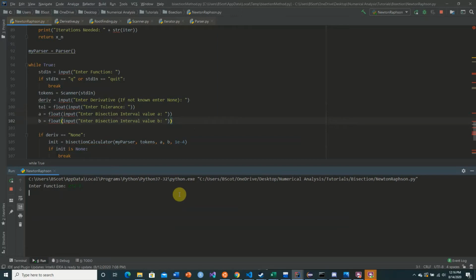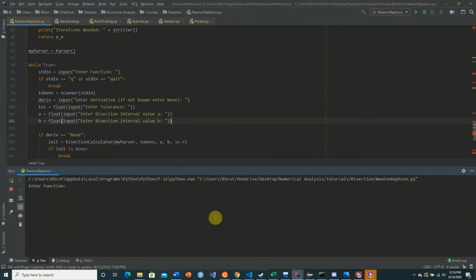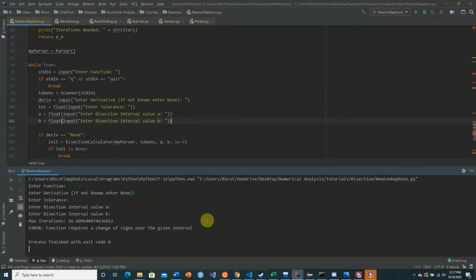So we're going to type in our function, type in none again for this example, 1e to the -12, -5 for our bisection, excuse me, I typed in b instead of 5. Type in -5 and 5. So here we have it, maximum iterations. We have a function required to change the signs over the given interval.